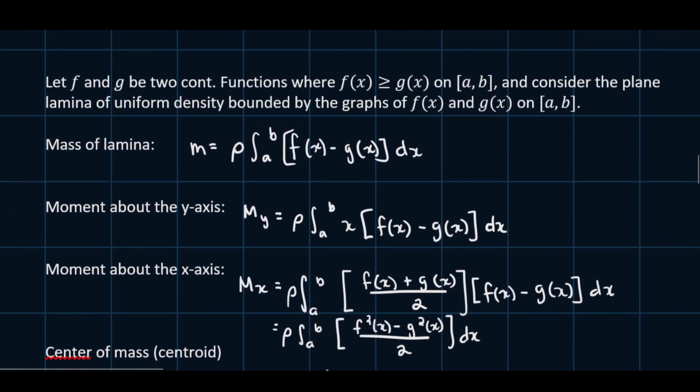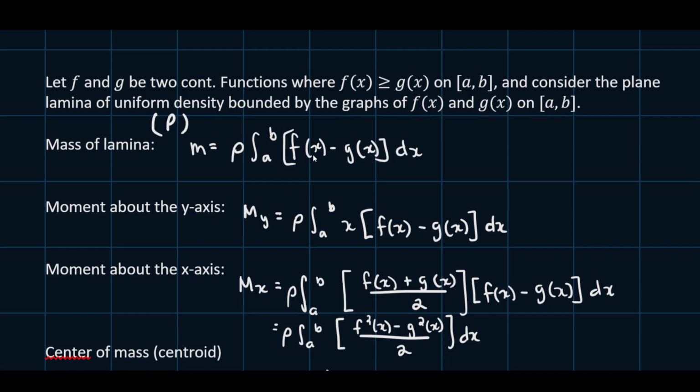Okay, so if we have two functions f and g, wherein f is greater than or equal to g on the interval AB, and consider the lamina of uniform density bounded by the graphs of f, g on the interval AB. So yung uniform density natin dito, I forgot to include that the uniform density is rho. So the mass is still the same, density times the area. Iniba lang natin yung area natin.